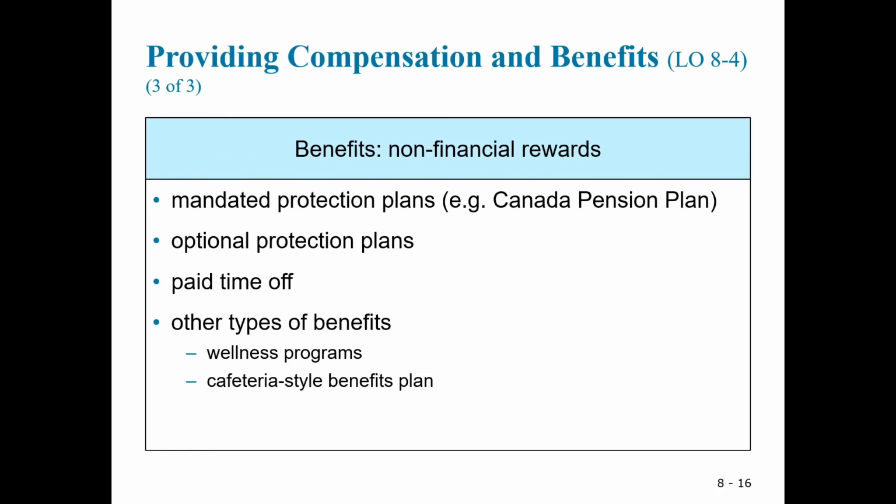Optional protection plans. These include health coverage such as vision care, mental health services, dental care, and prescription drugs. Paid time off. This includes vacations and sick leave. Other types of benefits. Organizations may also offer other types of benefits including wellness programs, which concentrate on preventing illness, childcare benefits, elder care, and cafeteria benefit plans, which allow employees to choose the benefits they really want.